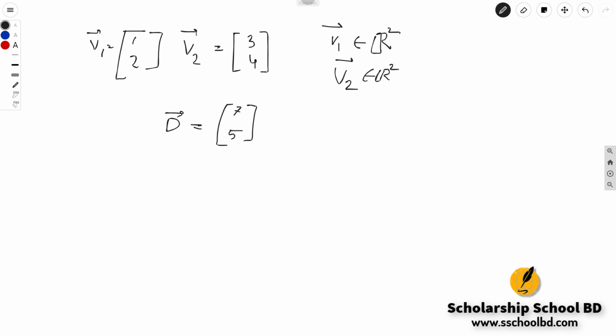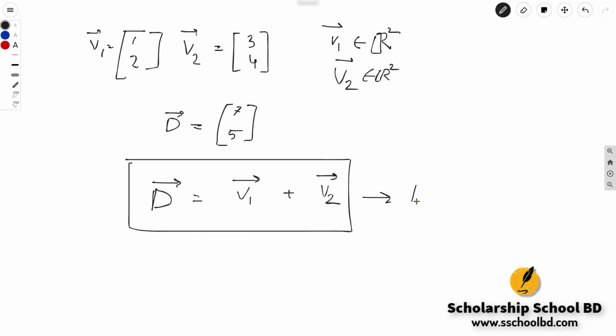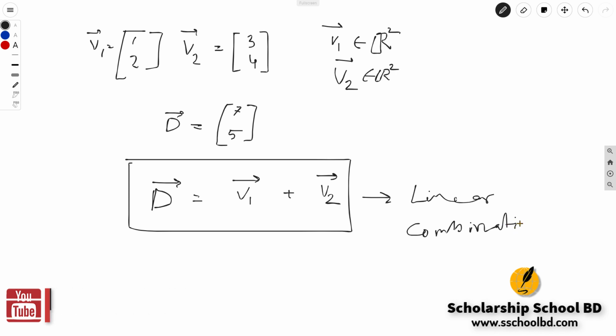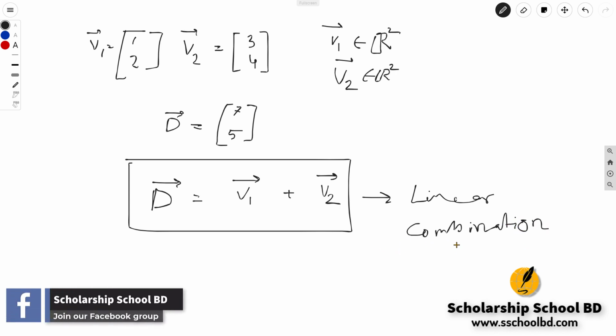Now the question is, can we express this third vector d in terms of v1 and v2? Can you do that? Is there any mathematical way that we can utilize to express this vector d in terms of the given two vectors v1 and v2? And this concept gives rise to the linear combination. It's a very important topic in linear algebra, and we have direct application of this linear combination in machine learning.